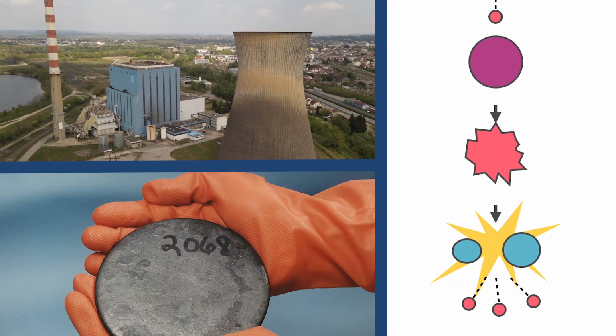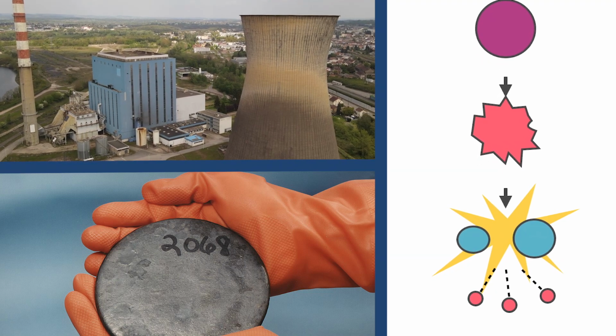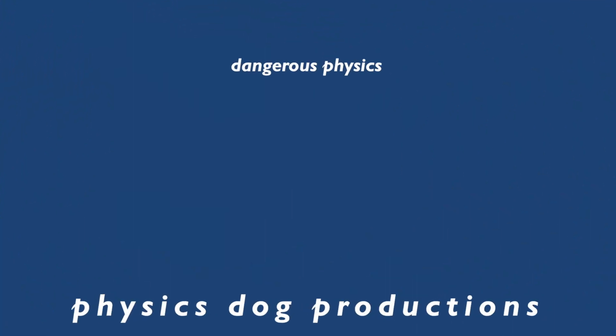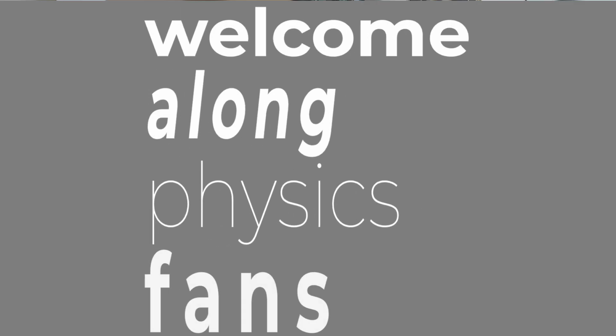Uranium is a fissile material. This means that under the right conditions you can cause the large nucleus to split into smaller ones, producing an awful lot of energy. In this video I set out to explain how this dangerous reaction can be controlled and how it produces the enormous amounts of energy that it definitely does. Well, come along physics fans.